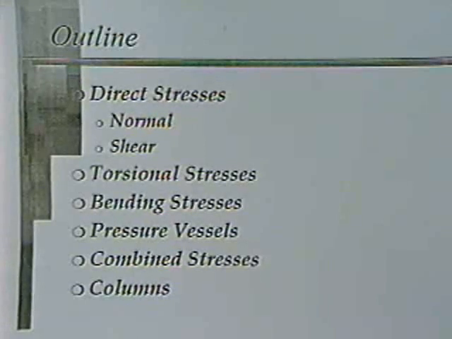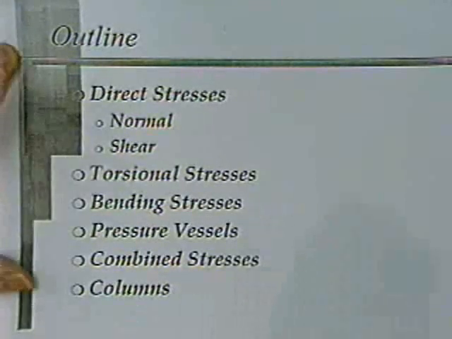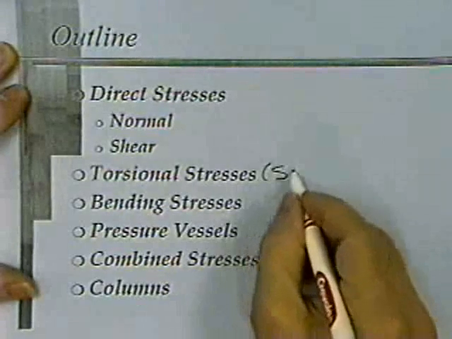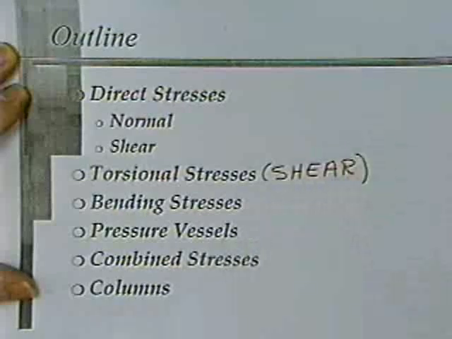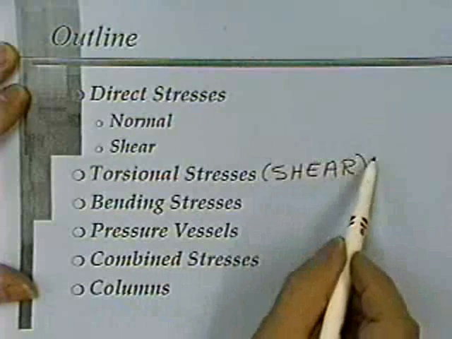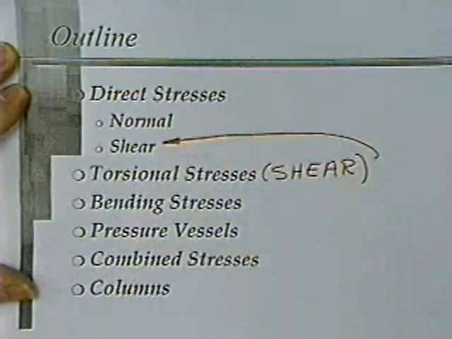Then a second class of stress is when you twist a shaft. For example, a drive shaft in a tank or car. The twisting of that shaft causes torsional stresses, and those are actually also shear stresses. Those shear stresses are the same kind of stresses that you get back up here in direct shear, what they call.